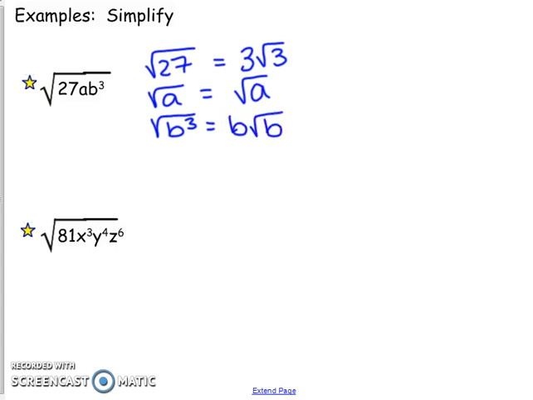So now we're going to put these all together. Anything on the outside stays on the outside, anything on the inside stays on the inside. So we're going to have a 3 and a b on the outside, and then we're going to have a 3ab on the inside.